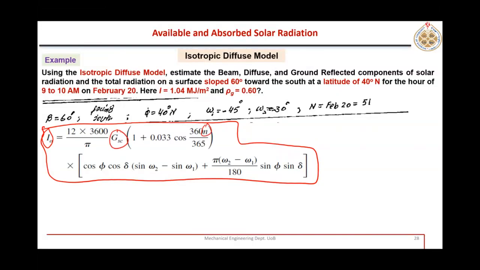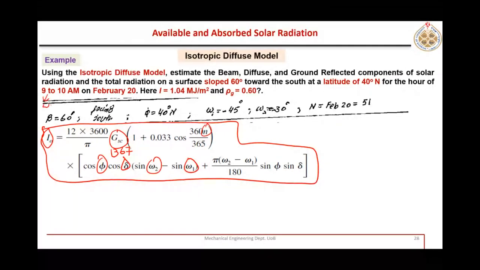Nth day, solar constant 1367 watts per meter square, latitude, declination, omega 2, omega 1, which I just explained here, omega 2, omega 1, phi, del. So just put in the values and find out I naught.